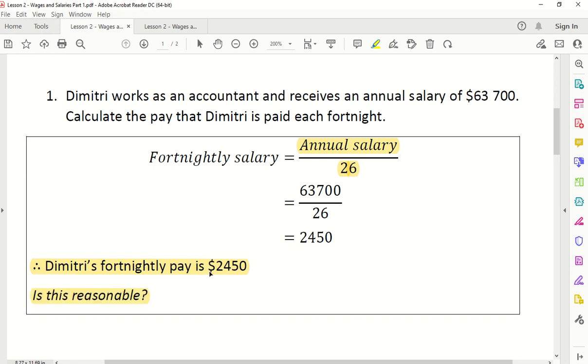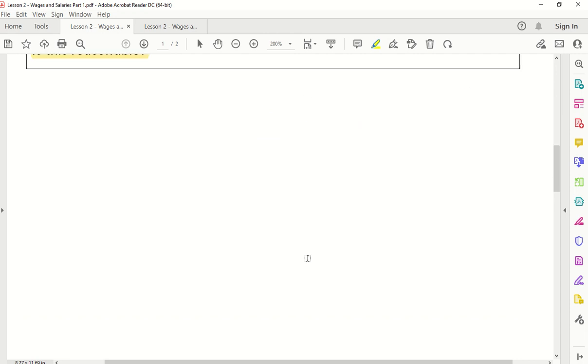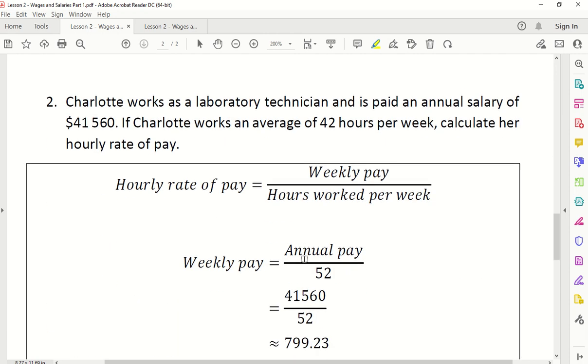Do a quick mental check. Is this a reasonable answer? Now, we should be doing this for every single question we do in maths, but especially with questions that deal with money, because this is stuff we can actually visualize. Is this reasonable? Can you picture someone making $2,450 for 2 weeks worth of work? Yeah, I realize some of you probably don't make that much, but that's a reasonable amount to earn every 2 weeks. Geez, I wish I earned that much.